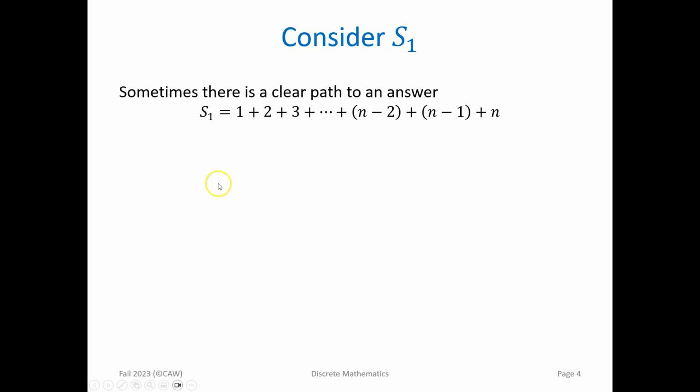Now, when we consider S sub 1, the summation from 1 to n of i raised to the first power, we're going to see that we can guess or come up with an explicit answer without a lot of problem. Here's how we'll do it. We'll write down that S sub 1 is equal to 1 plus 2 plus 3, and we'll write out the tail of it a little more explicitly, up to plus n minus 2 plus n minus 1 plus n.